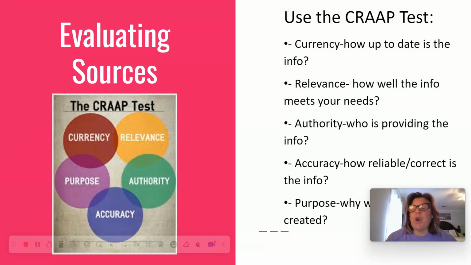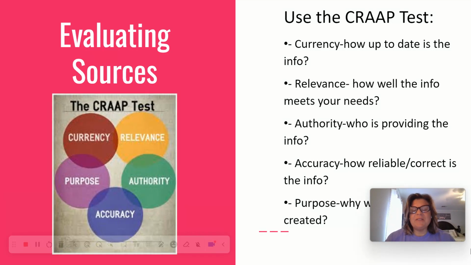The C stands for currency. And all that means is how up to date is it? Is it relevant to 2025 or has it been out there for a few years? Relevance for the R. How well does the info meet your needs? Is it relevant for what you're researching? A, authority. Who provided the information? Is it just some influencer on TikTok or is it a reliable source? Accuracy. How reliable or correct would the information be?